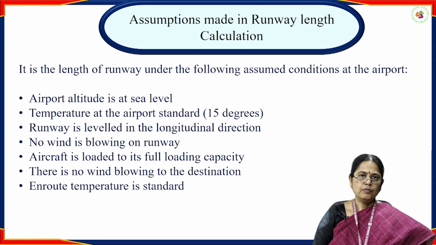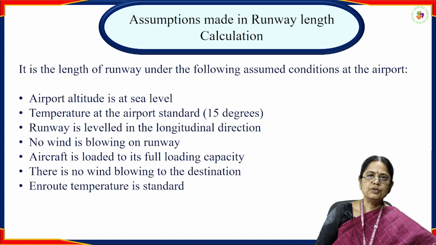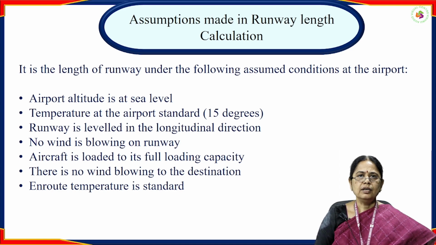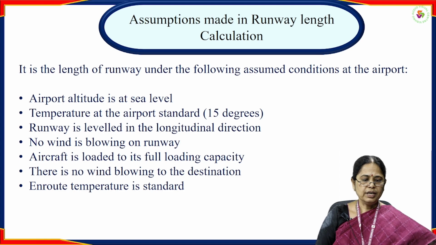Before going to the corrections for runway calculation, there are some assumptions made for the runway length calculations. The assumptions are: airport altitude is at sea level, temperature at the airport is standard temperature, that is 15 degrees centigrade, the runway is level in the longitudinal direction, no wind is blowing, the aircraft is loaded at its full load capacity, there is no wind towards the destination, and en route temperature is standard.